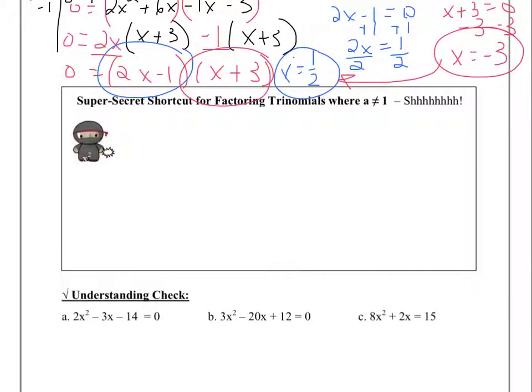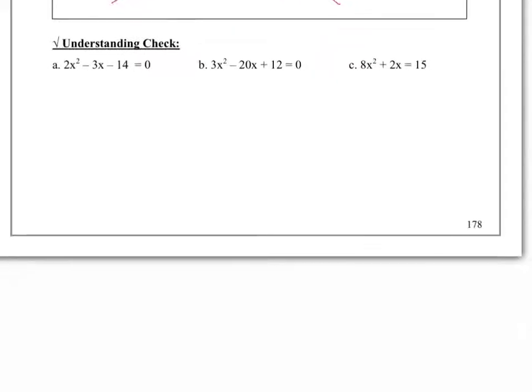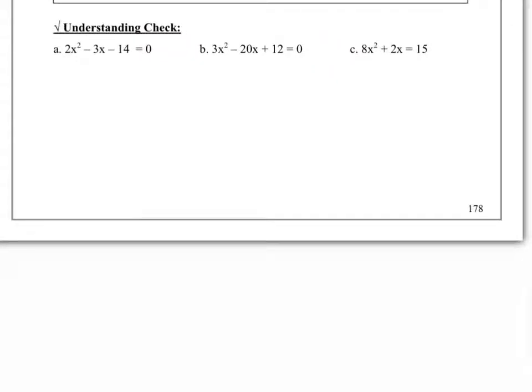I'm going to skip over this part right here, and I want us to try and check our understanding to make sure that we get it. So I'm going to do one more with you, part A, and then I'd like you to do part B and C on your own. For part A, we already have it set equal to 0. So I want two numbers that multiply to negative 28 and add up to negative 3.